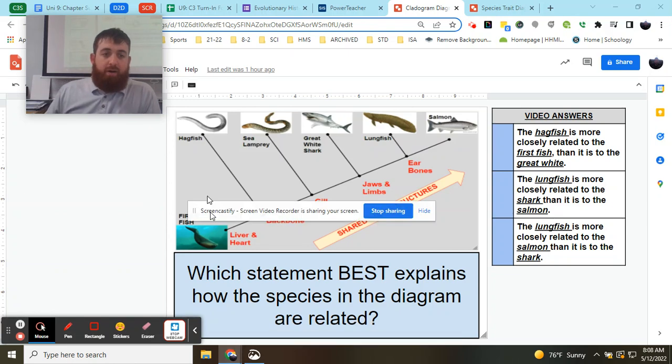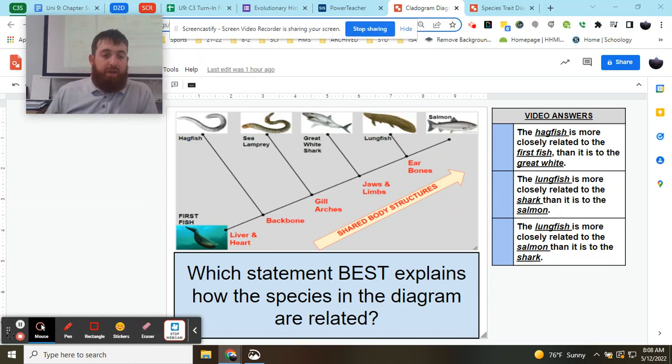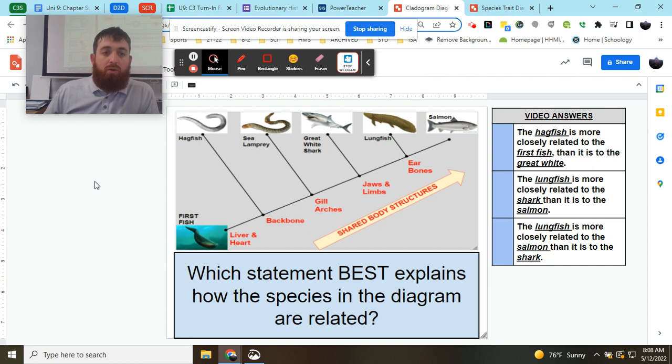Hey everybody, Mr. Regan here, and the next story problem we're looking at has us analyzing an old evolutionary tree that deals with our aquatic species. So, looking at our evolutionary tree with our hagfish, sea lamprey, great white shark, lungfish, and salmon, along with our first fish and those traits we see happening at different common ancestry points.